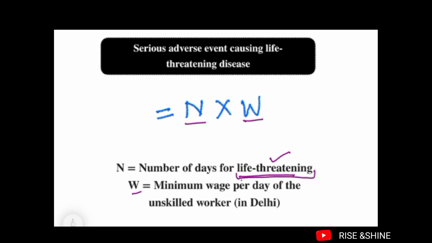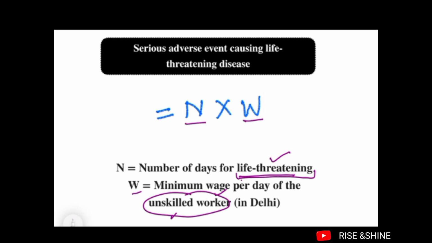You should keep in mind, it is an unskilled worker's wage. Basically, maybe a laborer is earning 700 per day in Delhi. So that will be taken into account, not a skilled laborer. Maybe if a person is doing a job, maybe he or she is earning 5,000 a week, right? But they will take the unskilled labor wage into account while making the calculation for such scenarios.